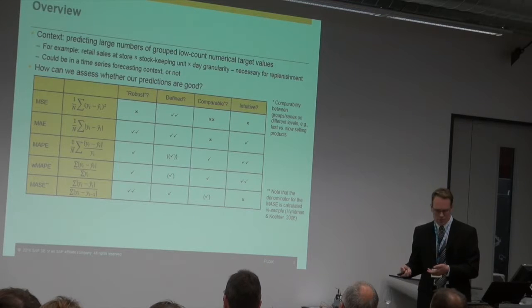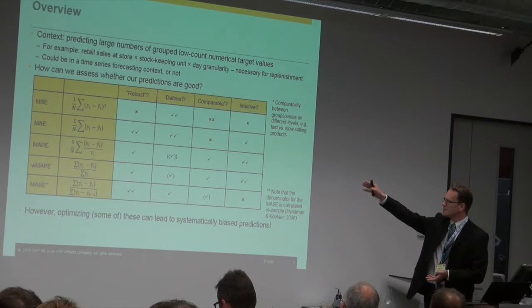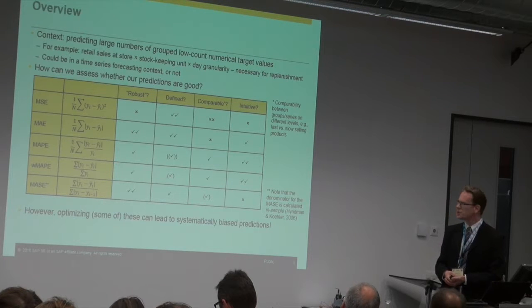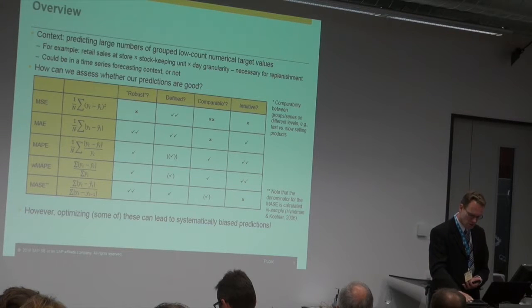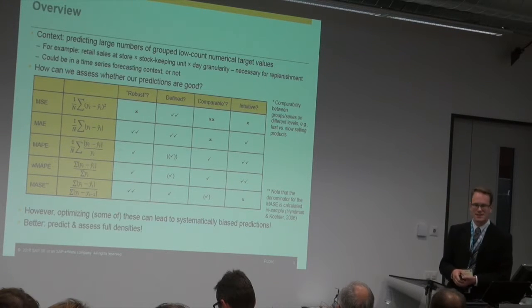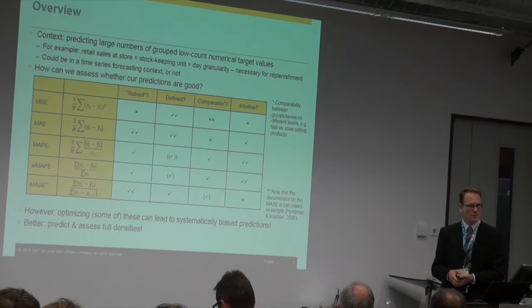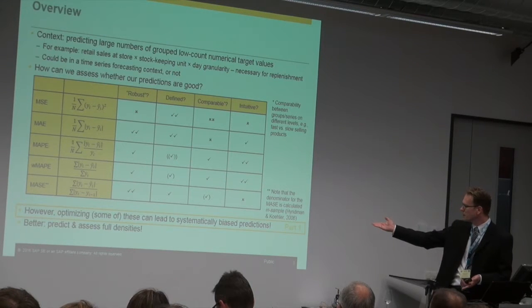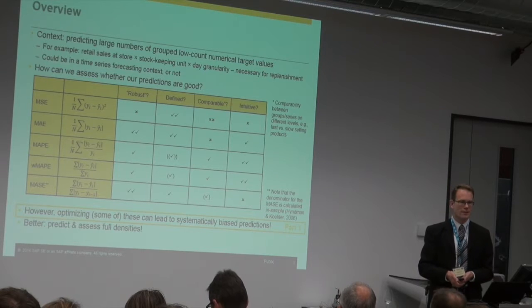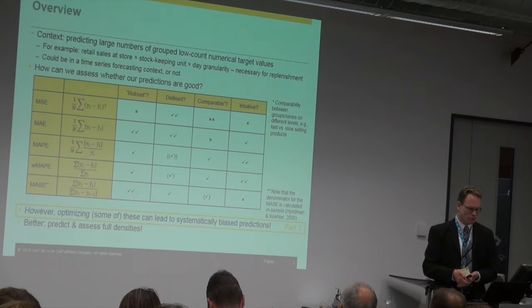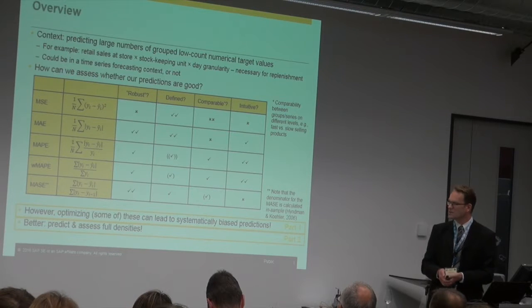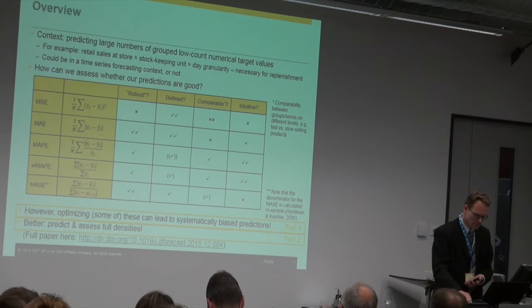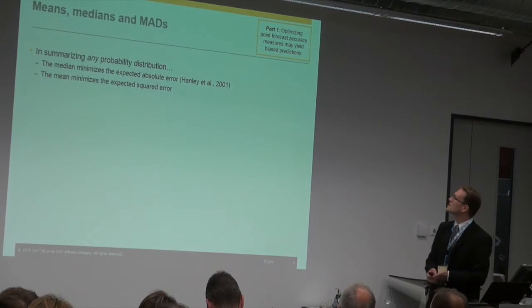And it turns out that optimizing on some of these point forecast accuracy measures can lead to systematically biased predictions, especially in our low volume count data situation here. And it's better to predict and assess full predicted densities, and that's what I'm going to make little advertisements for here. Actually, this is going to be my first part, how mean absolute error and stuff like that can lead you to biased predictions. And the second part will be how to assess full predictive discrete densities. There's a full paper on this that's recently been published. Okay, let's go into part one.